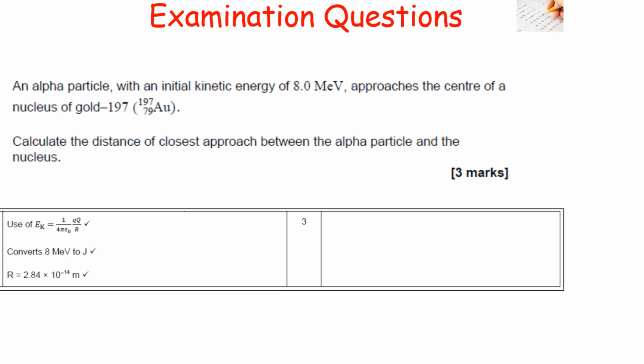We know the charge of the alpha particle to be 2 times by 1.6 times 10 to the minus 19, because it's an alpha particle, so it's got 2 protons. We know that it's got 79 protons in gold from the information given in the question, so it's 79 times by 1.6 times 10 to the minus 19. You can work it all through to be 2.84 times 10 to the minus 14 meters.